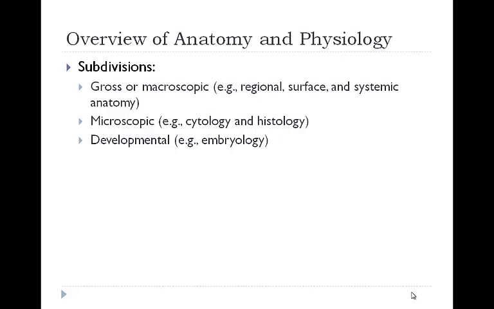Within anatomy, there's going to be numerous divisions or subdivisions. There's going to be gross anatomy. That's stuff that you can see with the naked eye. There's going to be microscopic anatomy. These will be things like cells or smaller structures that you're going to need a microscope to observe. And the final is going to be developmental anatomy. The progression of the egg from fertilization until you've reached full maturity.